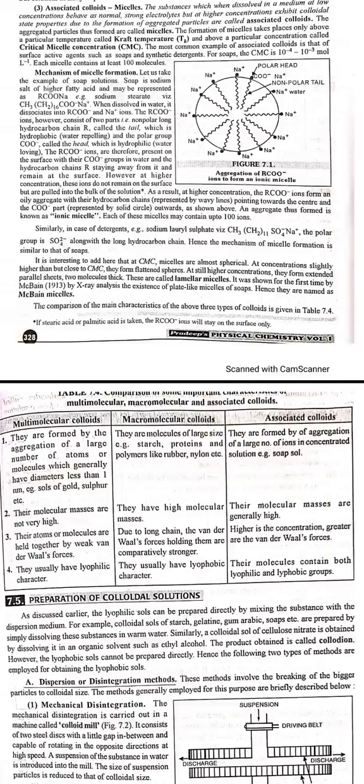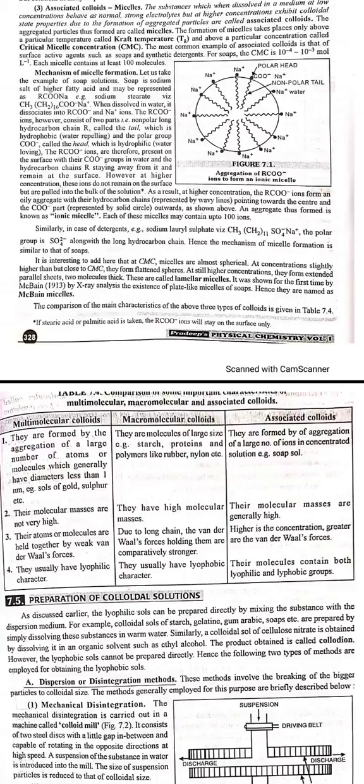It is interesting to add here that at CMC, micelles are almost spherical. At concentrations slightly higher than but close to CMC, they form flattened spheres. At still higher concentrations, they form extended parallel sheets 2 molecules thick. These are called lamellar micelles. It was shown for the first time by M.C. Bain in 1913 by X-ray analysis the existence of plate-like micelles of soaps, hence they are named as McBain micelles. The comparison of the main characteristics of the above three types of colloids is given in table 7.4.